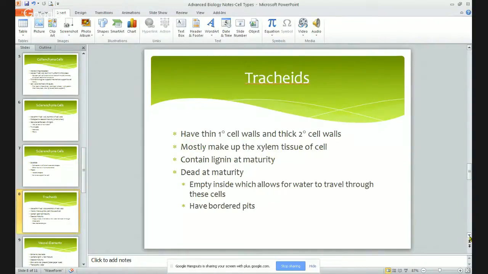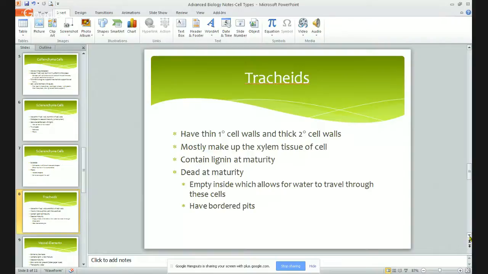Your tracheids are the fourth type of cell type that we're going to talk about. These next ones are going to be similar. Your tracheids, vessel elements, and sieve tube elements are all going to be similar at first glance physically, but they're all slightly different physically. And then they're obviously going to have different jobs. Your tracheids and your vessel elements are going to be very similar, but your sieve tube element's going to be a little bit different.